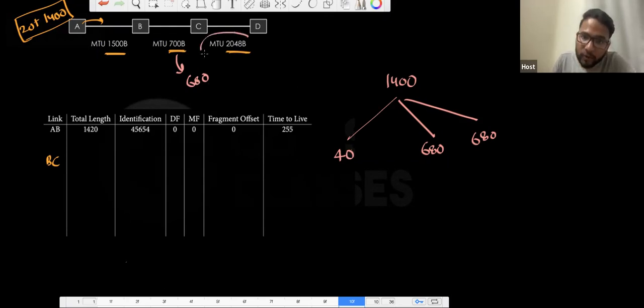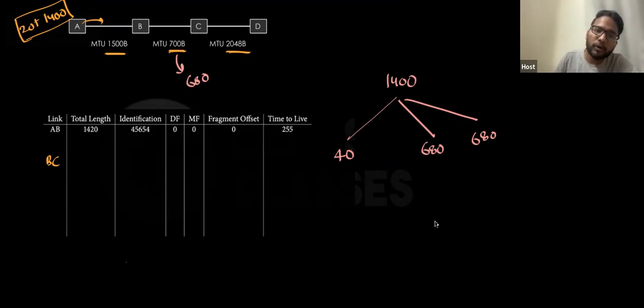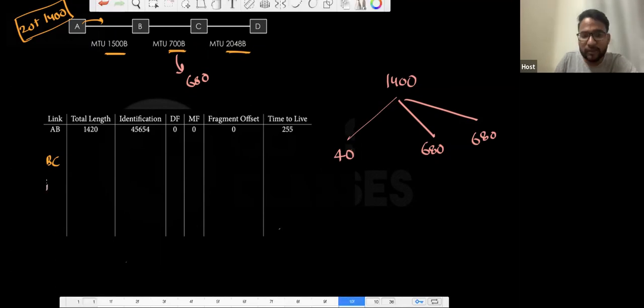Now see here, the MTU here is even greater. Do you need to fragment at CD? Whatever you are transmitting at BC, the same thing you will be transmitting at CD also. So the same 3 packets you will be transmitting at CD also. You do not need to fragment again.